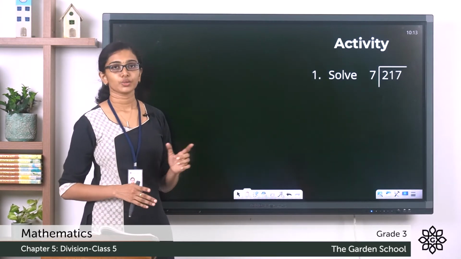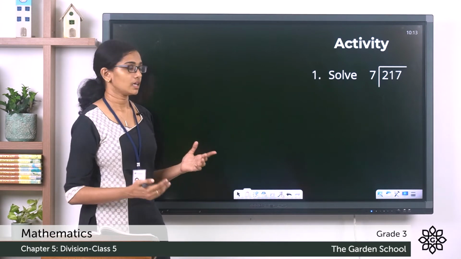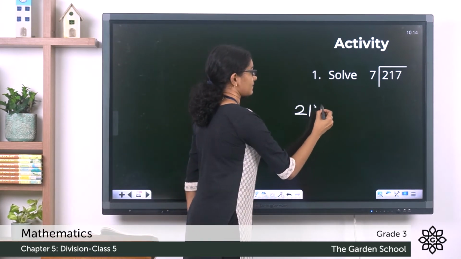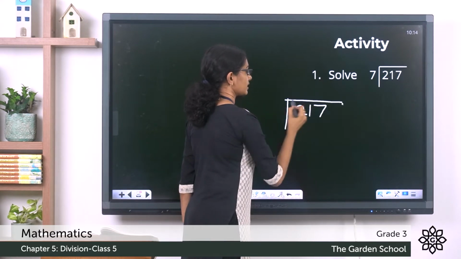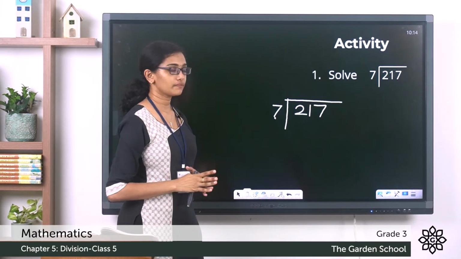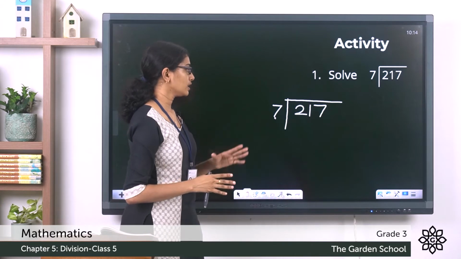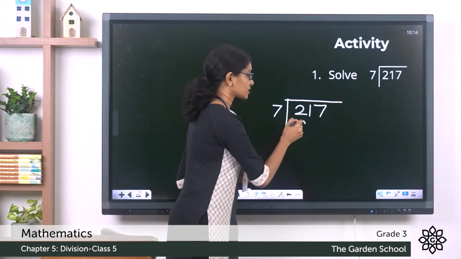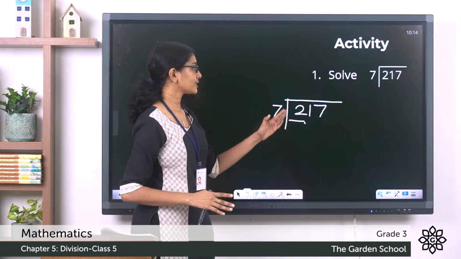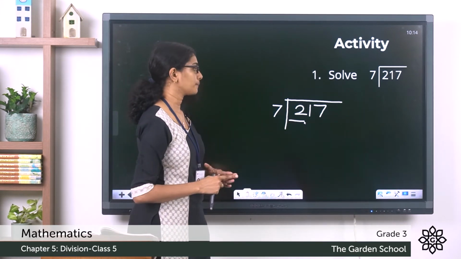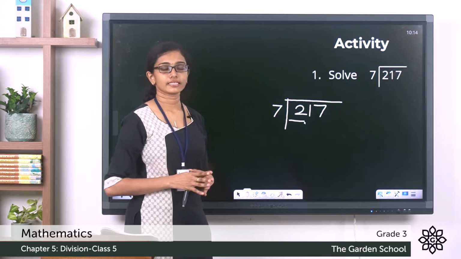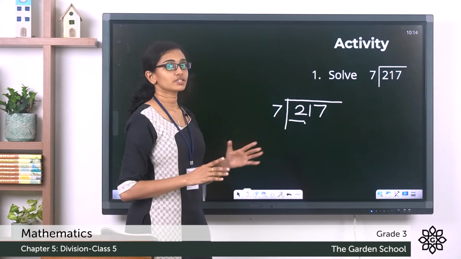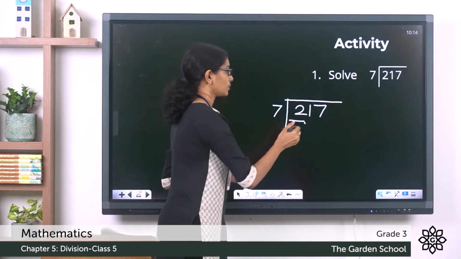The first one, 217 by 7. Let's solve this question. 217 by 7. So we have written the numbers in the proper way. Now we are dividing with a 1-digit number. So let's consider the first digit or the digit in the highest place of the dividend, which is 2 here. Now 2 divided by 7. Can we divide 2 by 7? No, right? So let's consider the next digit as well, which is 1.